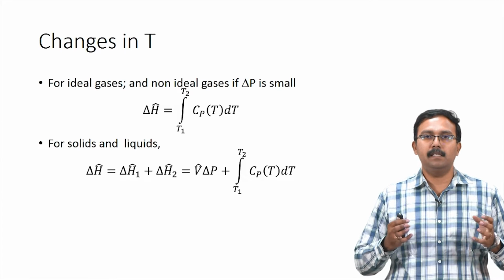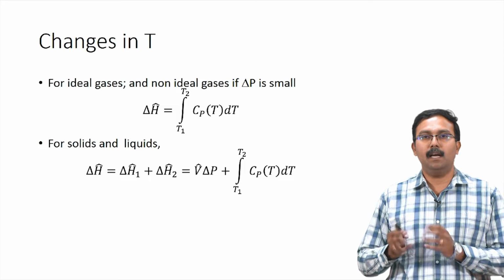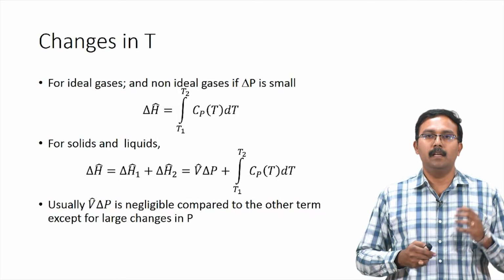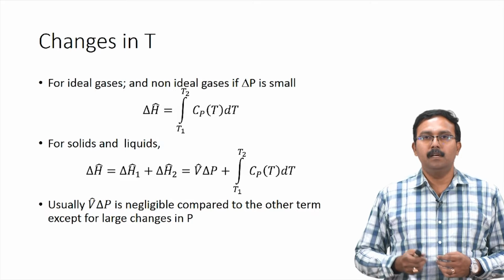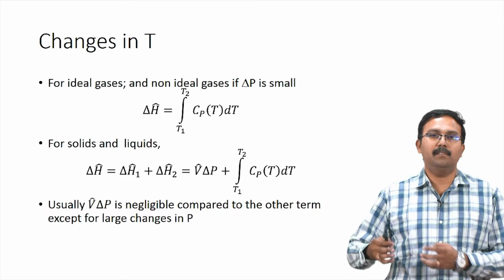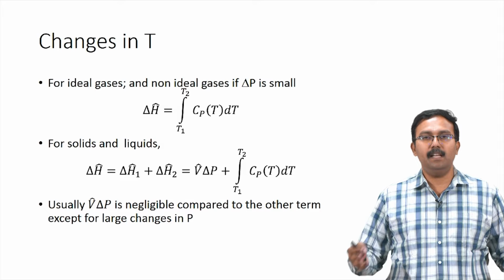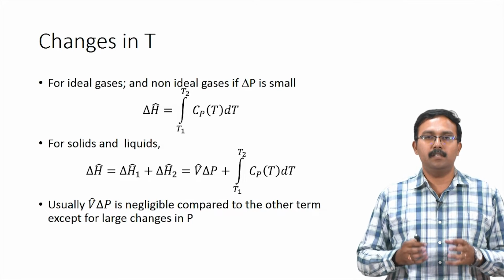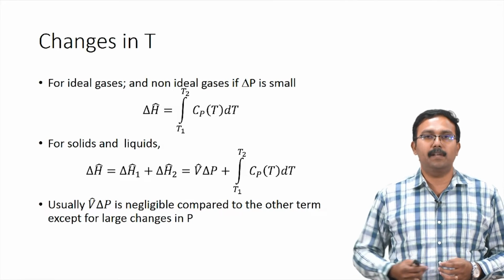V cap delta P is the enthalpy associated with the process where pressure changes at constant temperature. Usually V cap delta P is negligible compared to the other term, because the other term would have a significant impact. However, if the pressure changes are very, very large, then this term would also have to be accounted for, because that could also have a significant magnitude.